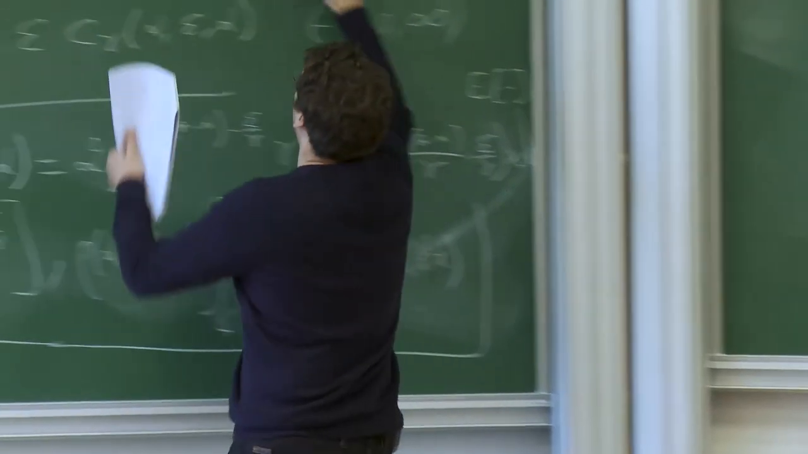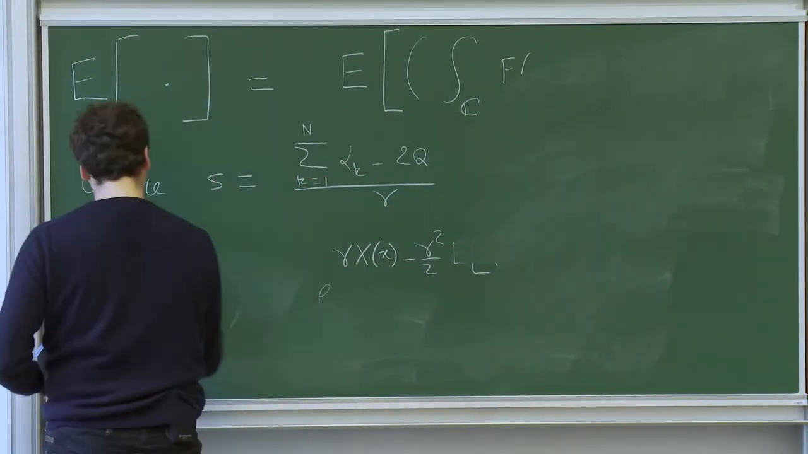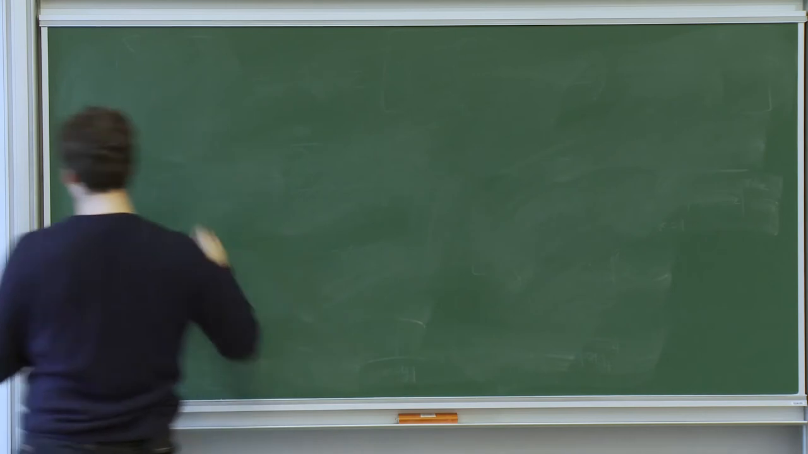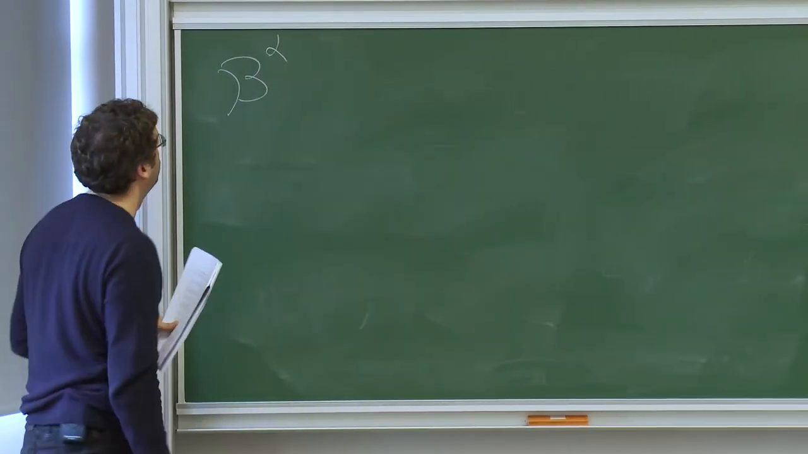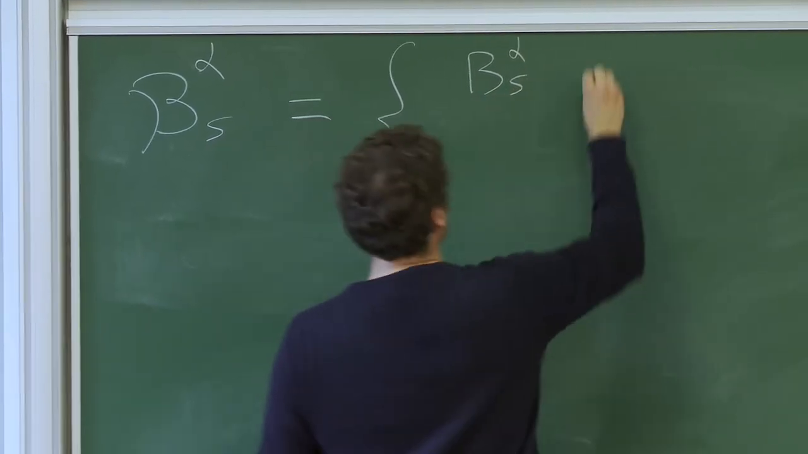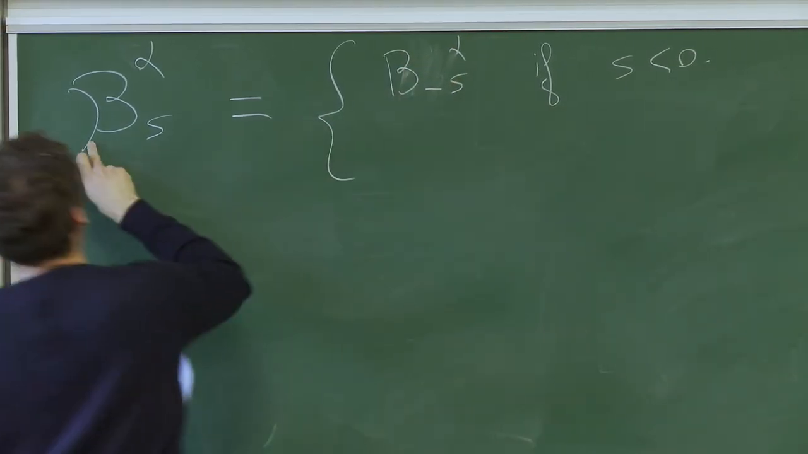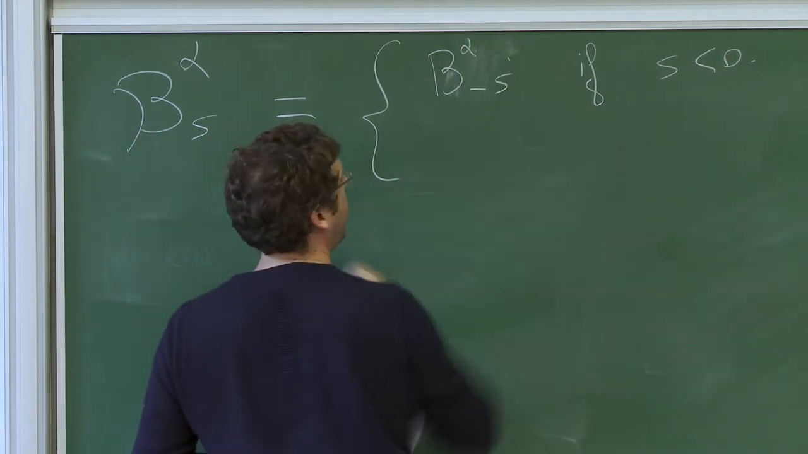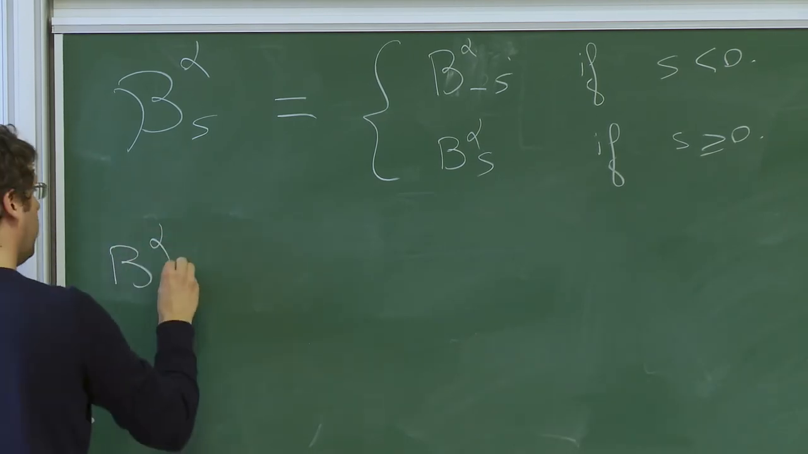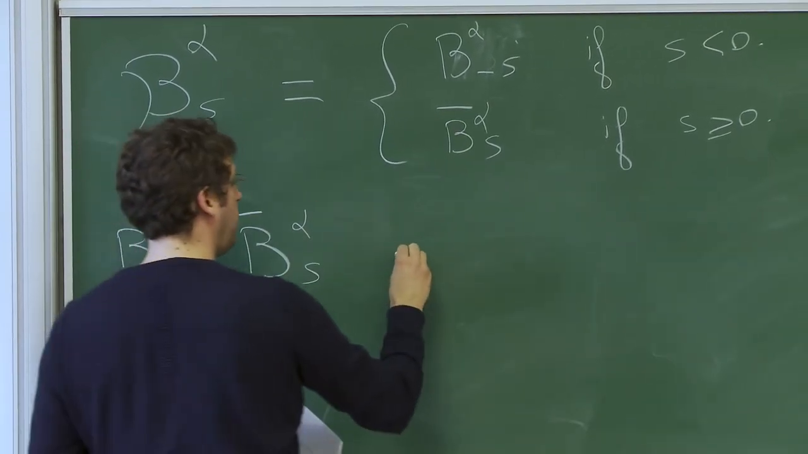Okay, so let me introduce the main guys of this thing. I'm going to introduce the two-sided drifted Brownian motion. So if S is negative, B. This is a straight B and this is a curvy B. B alpha of S if S is positive, and B alpha of S, I put a bar on this one, B bar alpha, to distinguish them, are independent.